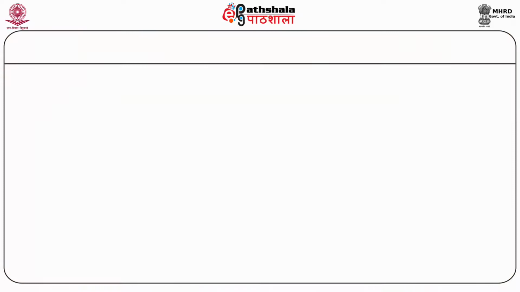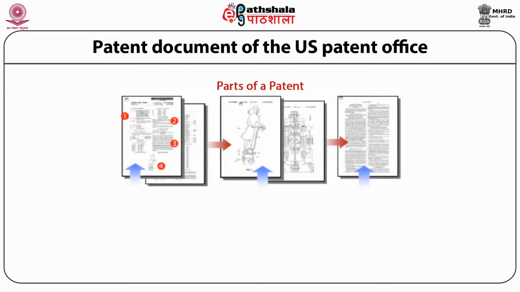We look at the patent document of the US Patent Office, but typically the general structure of the patent document of different patent offices is the same, including that of the Indian Patent Office.